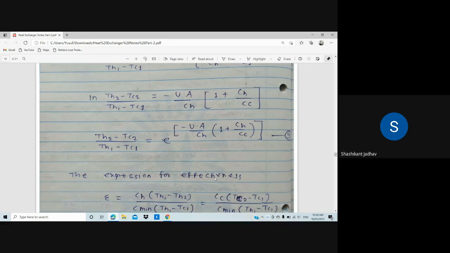समजले का? दोन्ही साइडचं एक्सपोनेन्शियल घ्या. Ln and exponential are opposite to each other, so therefore at the left hand side ln will be cancelled and we have to take the exponential at the right hand side, so e raised to minus UA divided by Ch into bracket 1 plus Ch upon Cc. This is the equation number 3. Okay, all of you write down.